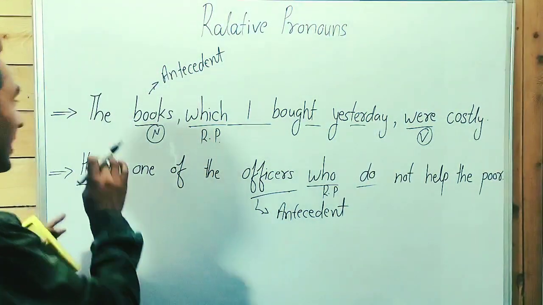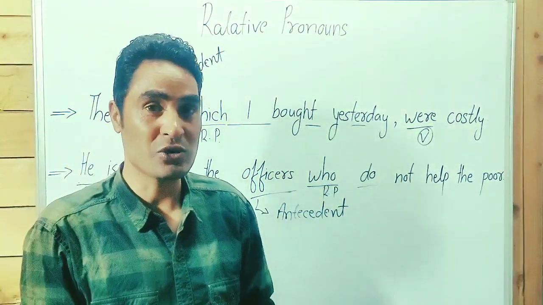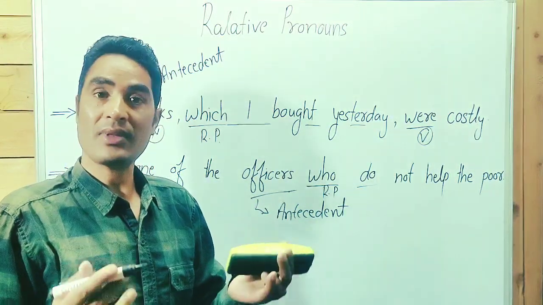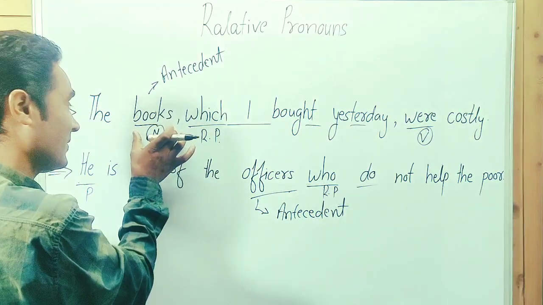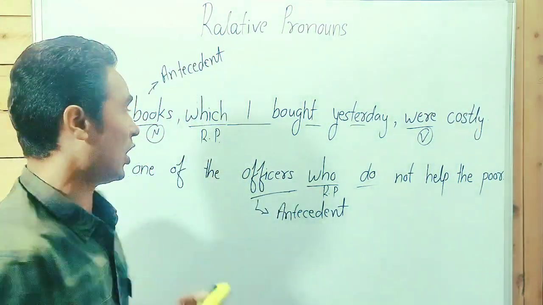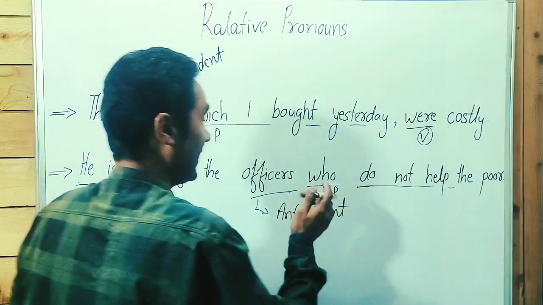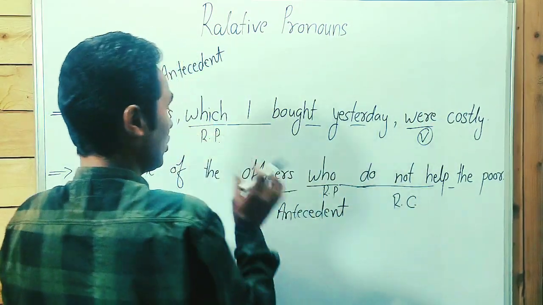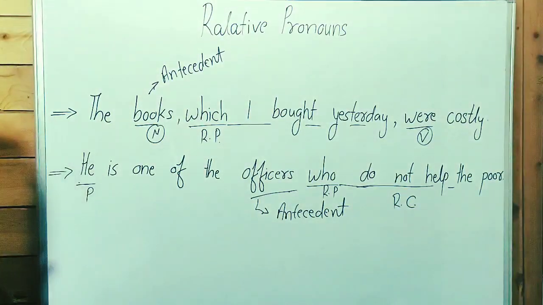I hope you understood. I repeat: a relative pronoun is used to relate a noun or pronoun, that is, an antecedent, and it makes a relative clause. "Who does not help the poor" is a relative clause. "Which I bought yesterday" is also a relative clause.